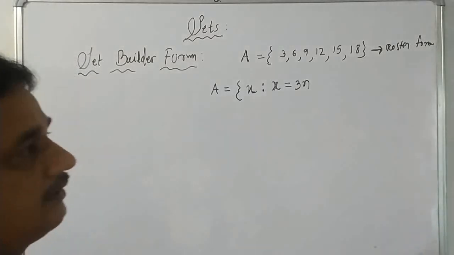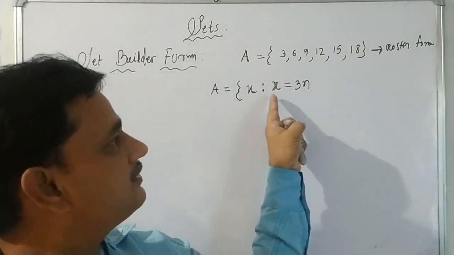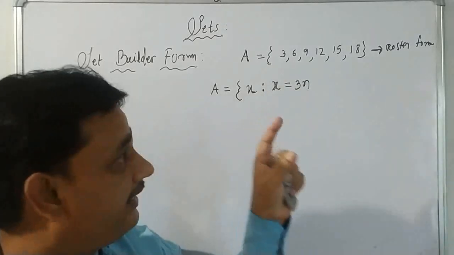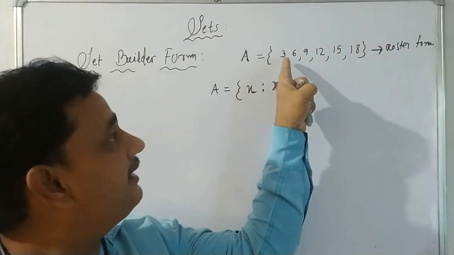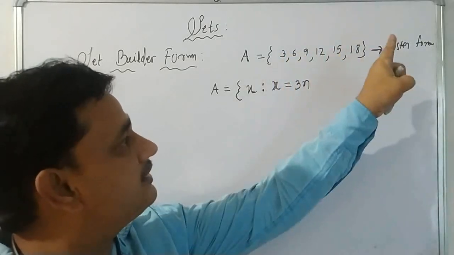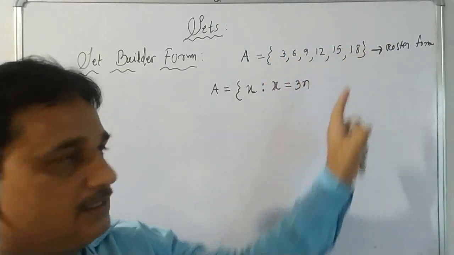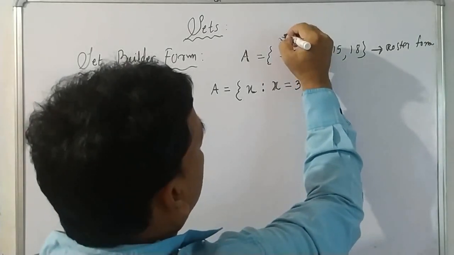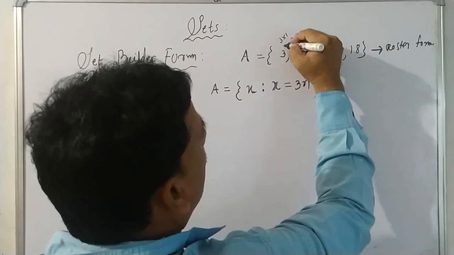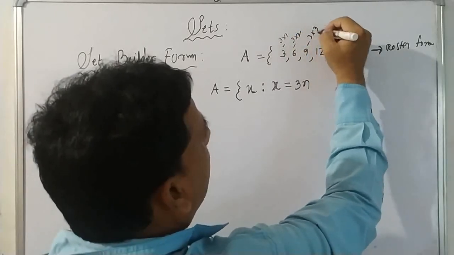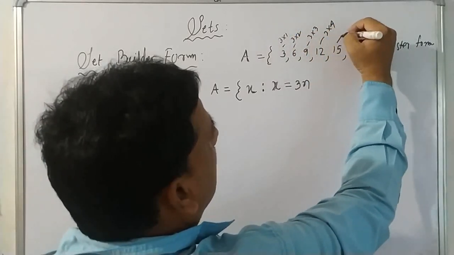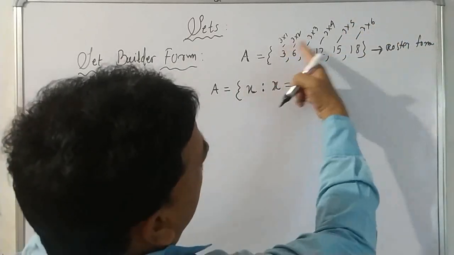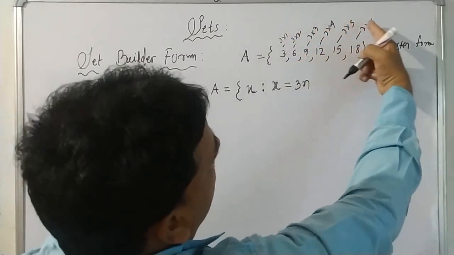3n. Okay, multiple of 3. So I have written x is equal to 3n. By writing this, again, what is n? Now n is 1, 2, 3, 4, 5, 6. Then it will come 3 to 18. Because this is 3 into 1, 3 into 2, 3 into 3, 3 into 4, 3 into 5, 3 into 6. So multiples of 3, and 3 is multiplied with natural numbers.